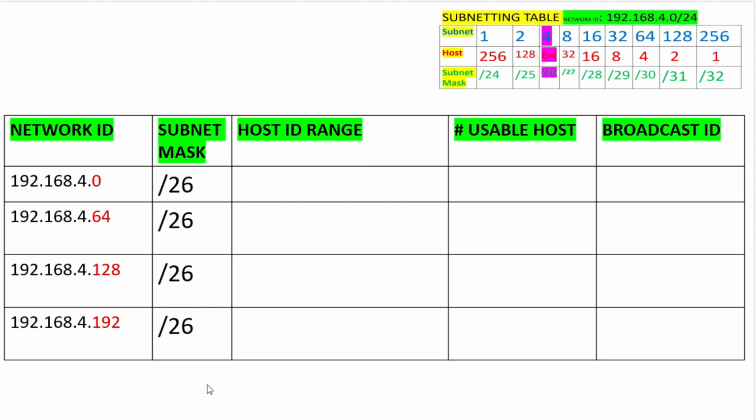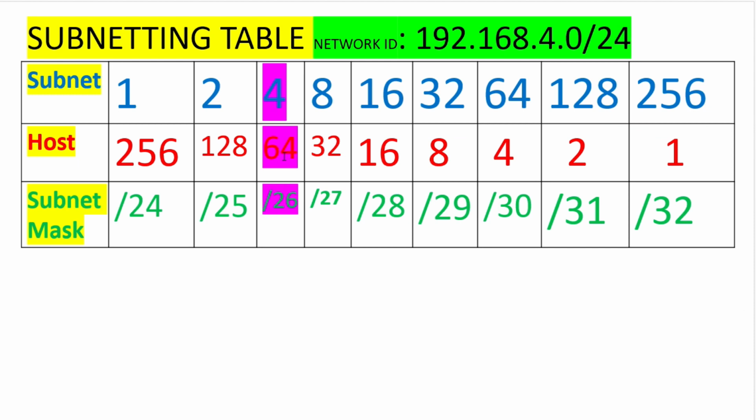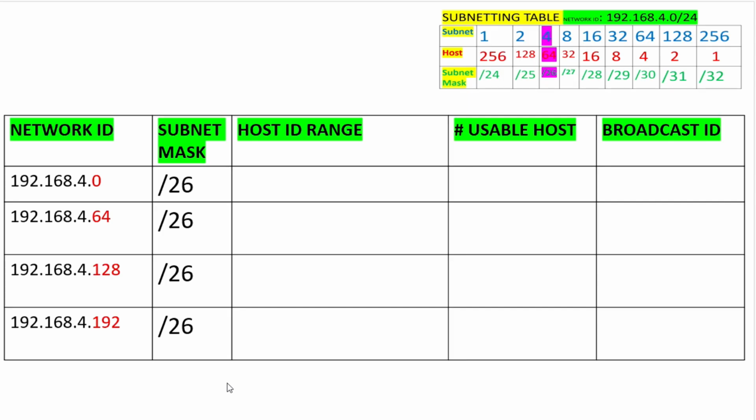Now let's list the number of usable host IDs. We can also find the answer from the subnetting table, which is 64. 64 is the total number of host IDs for each network or each subnet. But the first host ID is reserved for the network ID and the last host ID is reserved for the broadcast ID. Thus the number of usable host IDs is 64 minus 2, which is 62. So we will write down 62 for all the 4 subnets.